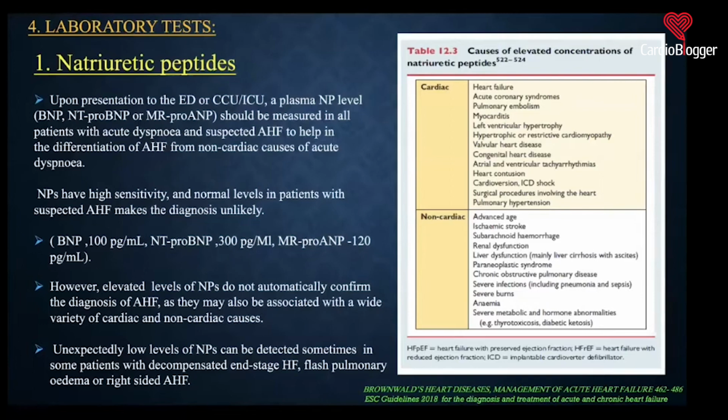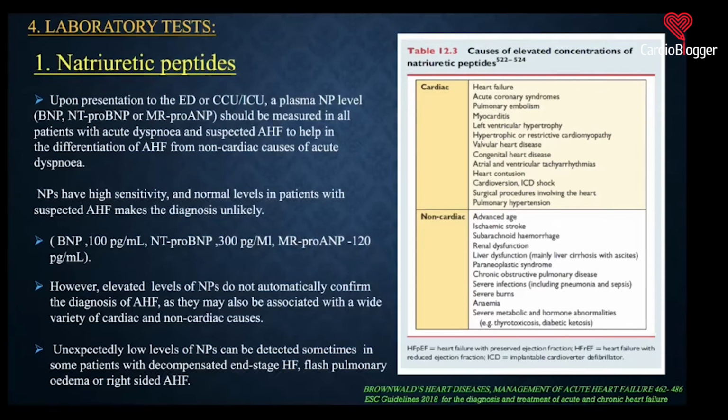However, there are some conditions which are associated with falsely low NT-proBNP in a patient with heart failure. If you have flash pulmonary edema, like with renal artery stenosis or something which causes flash pulmonary edema, they tend to have near normal NT-proBNP. Patients with decompensated or end stage heart failure tend to have lower values of NT-proBNP. Similarly, in right-sided heart failure, you have a lower value of NT-proBNP than in left-sided heart failure.